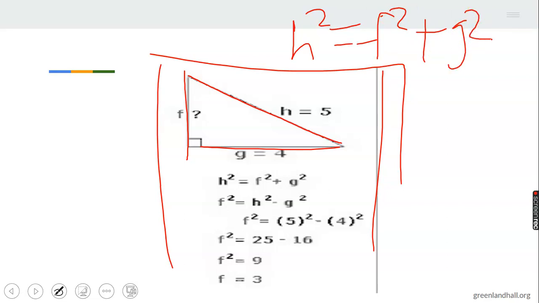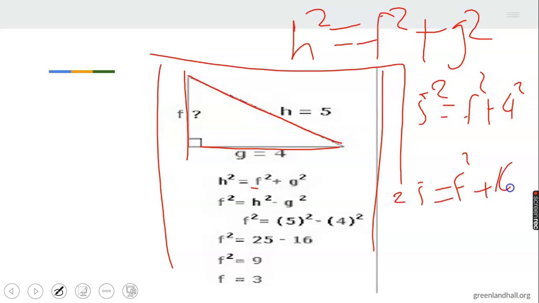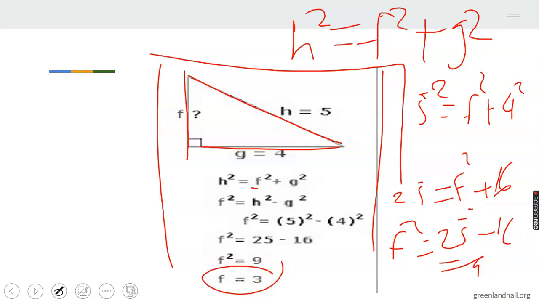And what is f square? We don't have it. Look at it here. And g square. 5 square equals f square plus 4 square. This is 25 equals f square plus 16. Now subtract 16 from both sides. f square equals 25 minus 16. That is 9. The square root equals 3.